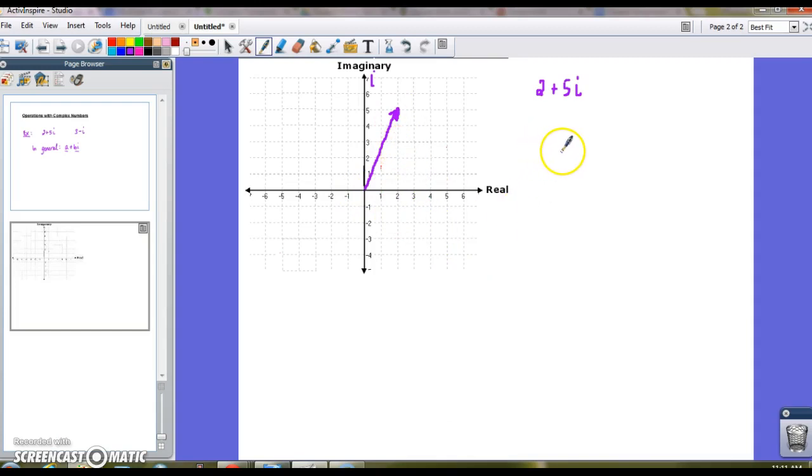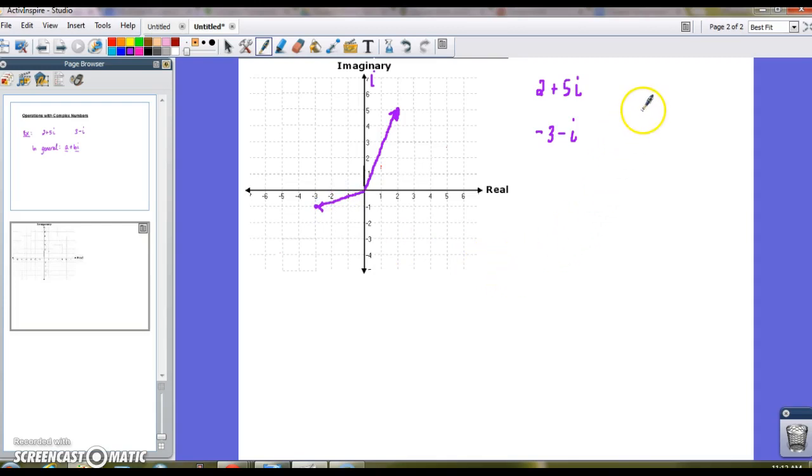So I can have lots of different ones. I could have negative 3 minus i. That's the same as negative 3 minus 1i. So that would be down here. And then I would go ahead and draw in that arrow. Okay, so that's how you would graph a complex number.